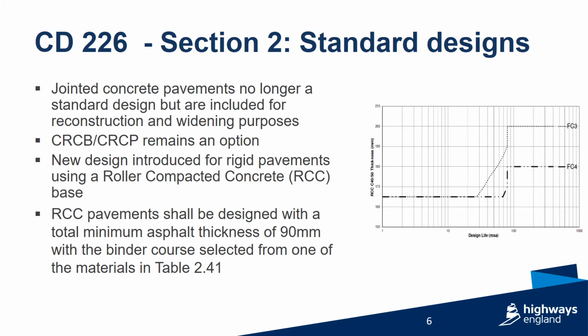Roller compacted concrete pavements shall be designed with a total minimum asphalt thickness of 90 mm, with the binder course selected from one of the materials given in Table 2.41. This can be either EME2 or hot rolled asphalt.